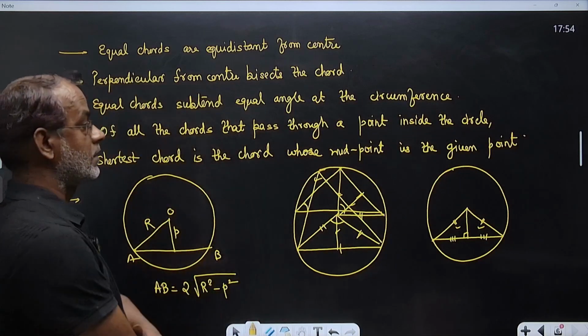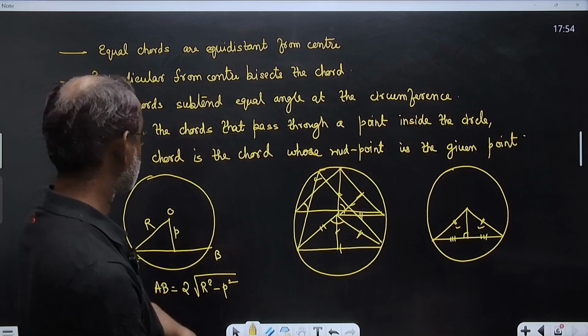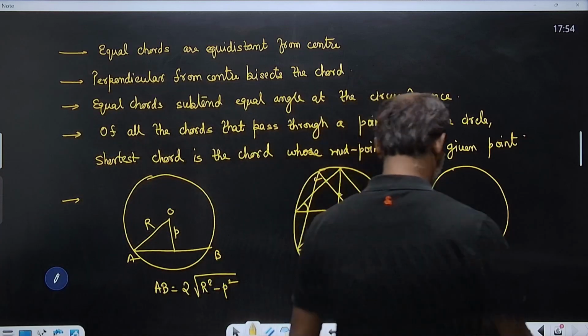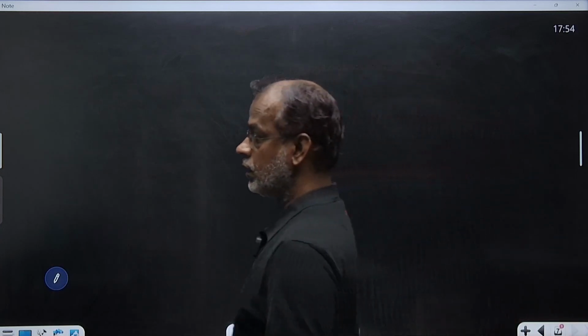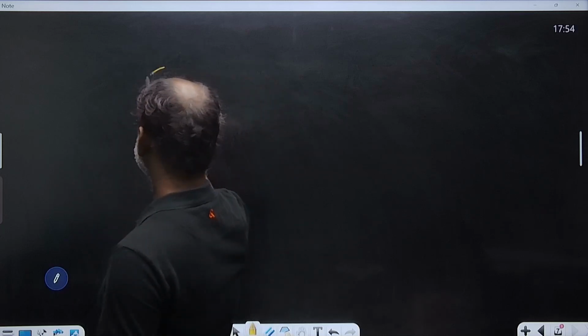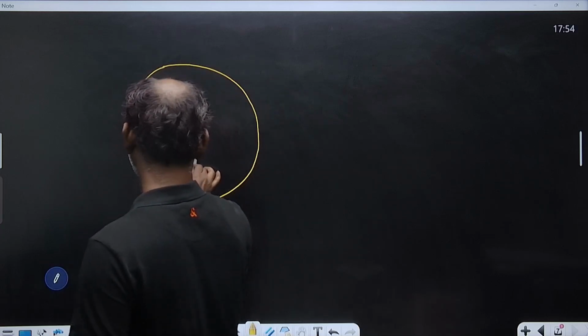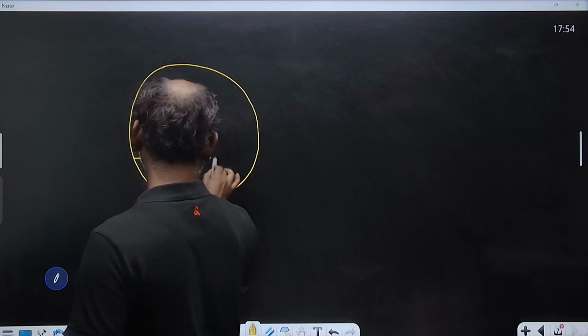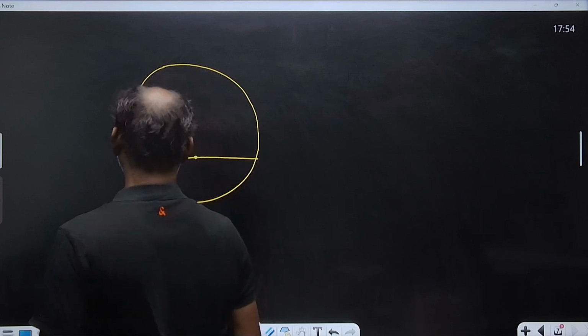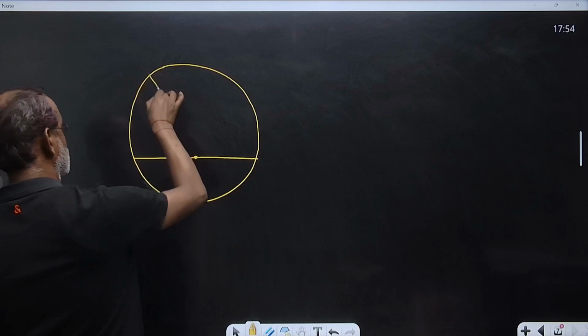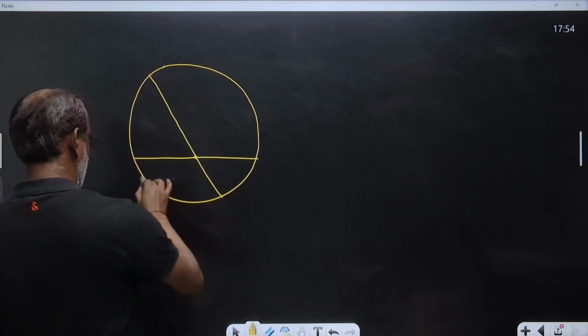Now, of all the chords that pass through a point inside the circle, the shortest chord is the chord whose midpoint is the given point. So, how do you get to it? Suppose this is the given point. Now, there are infinite chords that you can draw passing through this point.